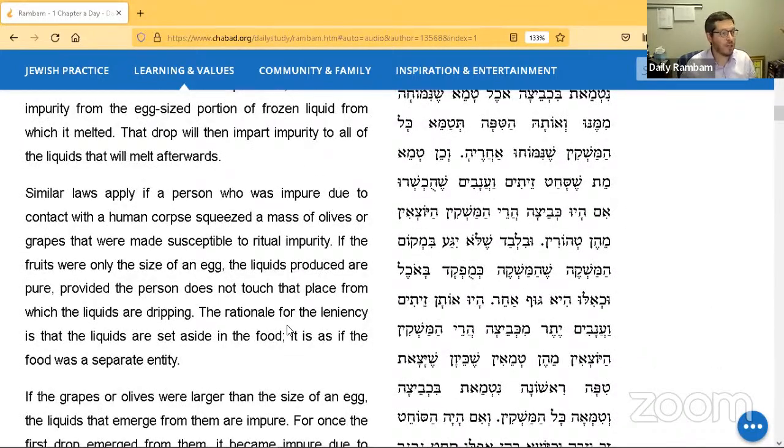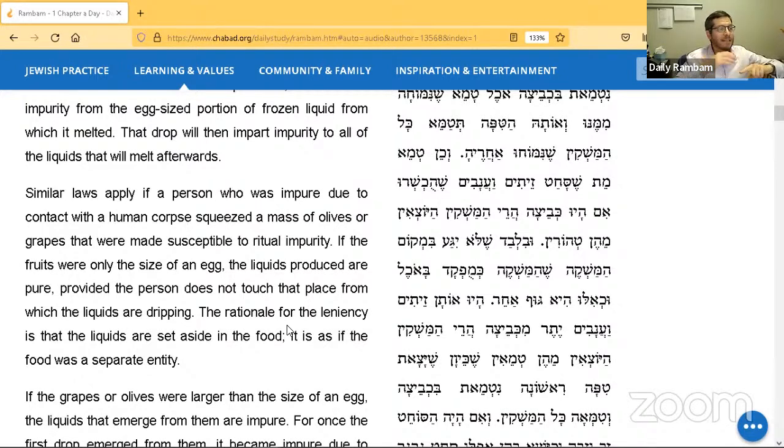Similar laws apply if a person who was impure due to contact with a human corpse then squeezed a mass of olives or grapes that were made susceptible to ritual impurity. So the person is impure. He's holding grapes that were mukhshar, they've already come into contact with liquid. Now he's squeezing them, and in this scenario, he's not actually touching the liquid that's coming out of the grape or the olive. He's only touching the fruit itself. So if the fruit were only the size of an egg, the liquids produced are pure, providing the person does not touch the place from which the liquids are dripping. In other words, he doesn't touch the liquid itself.